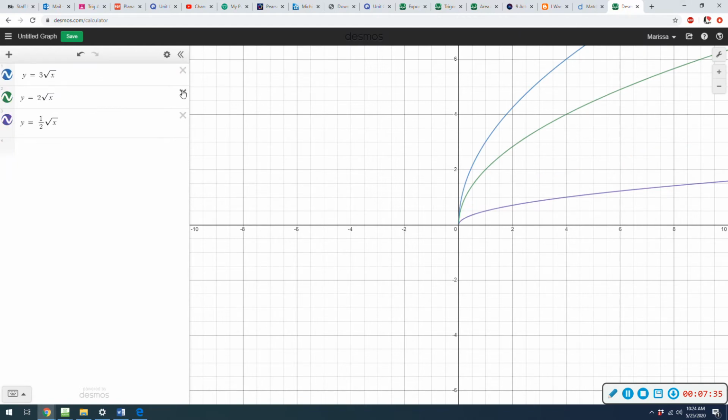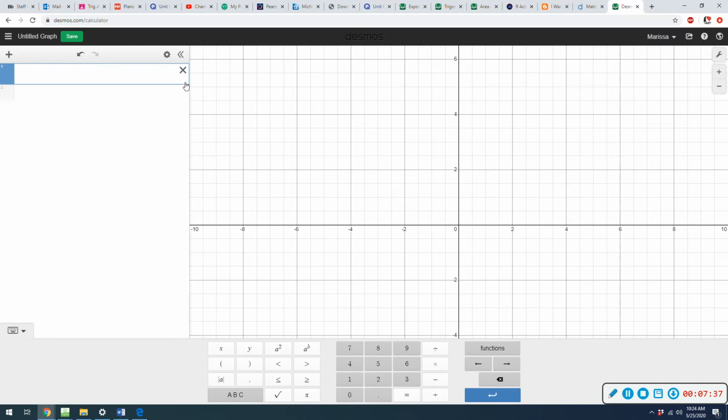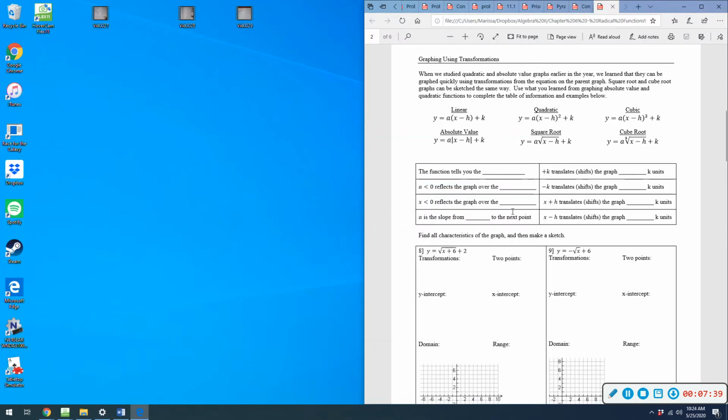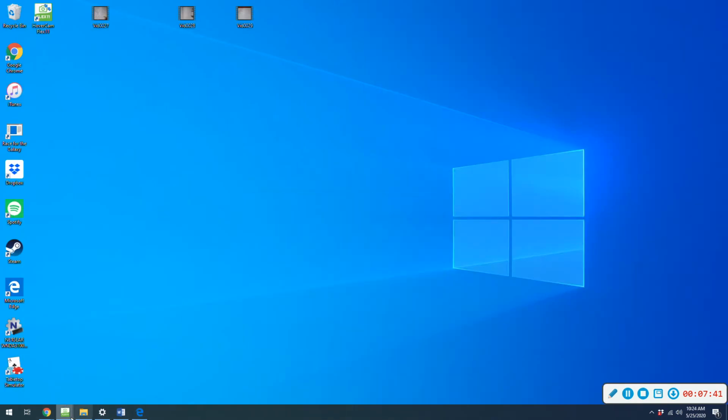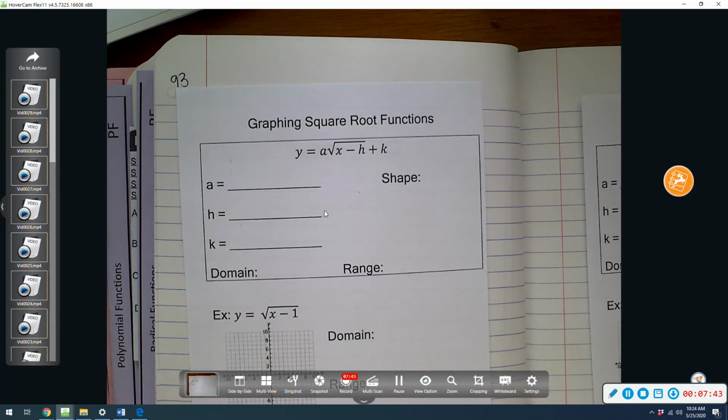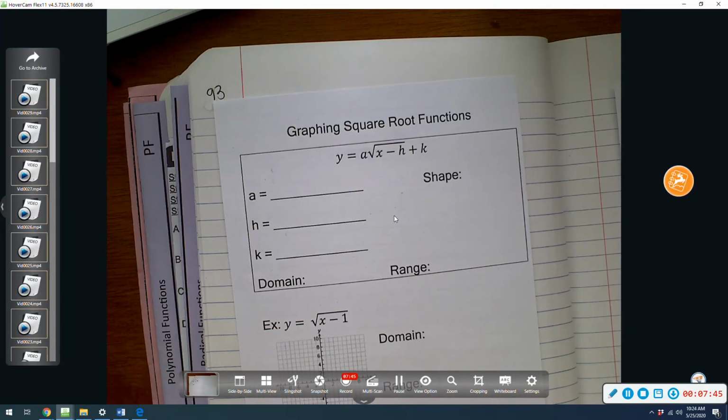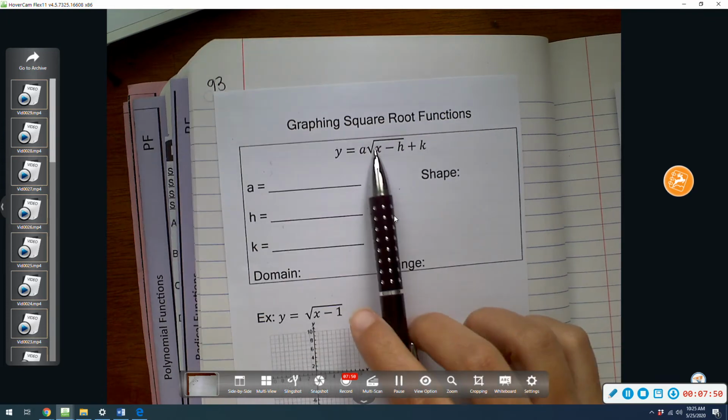We're going to maybe take a pause from Desmos and talk about our square root functions in our notes. And then we'll go back and talk about the cube roots. So we got this note sheet here for us. I hope I have a pen somewhere. I do. So here's our square root function.